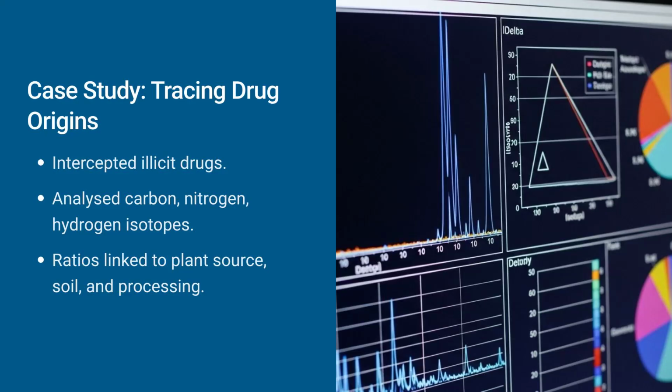Let's consider a real-world example. In a compelling case, a large shipment of illicit drugs was intercepted. To dismantle the supply chain, investigators needed to know where the drugs were produced. Forensic scientists analyzed the carbon, nitrogen, and hydrogen isotopes in the drug sample. These ratios are influenced by the specific plant source, the soil it grew in, and the chemical processes used during refinement. By comparing these signatures to a global database, the origin was pinpointed.